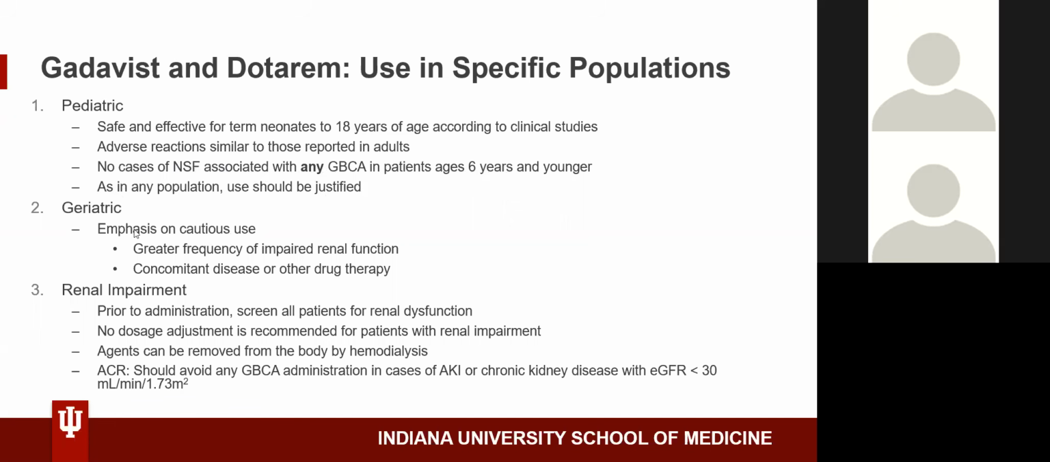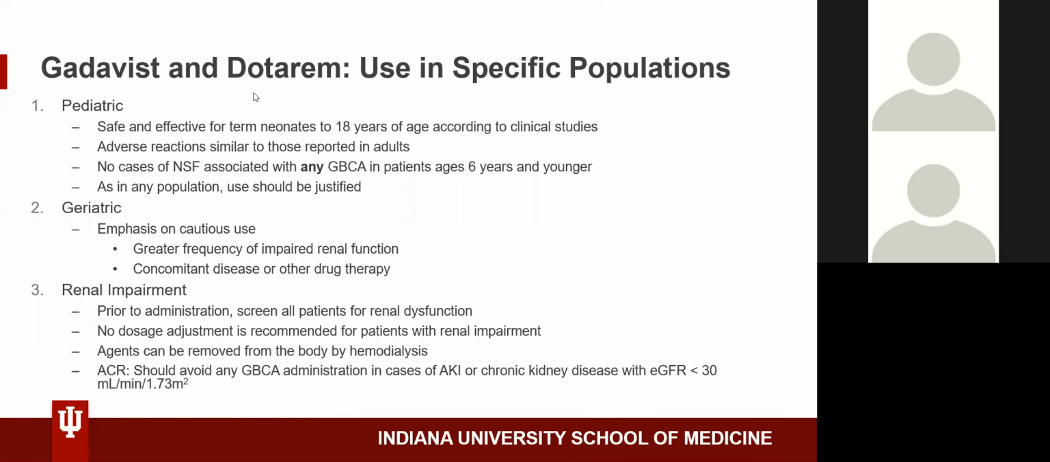In geriatric patients, the emphasis is just on cautious use. I'm sure you all know, just from a clinical standpoint, the importance of gauging kidney function when administering contrast agents. So when you have geriatric patients, there's just more likelihood that they're going to have impaired renal function, and also that they're going to have more significant medical histories. They could have comorbidities that might complicate how those GBCAs are going to react and maybe increase the likelihood of adverse reactions. And then going along with those patients, just always keeping an eye toward renal impairment, where prior to administration, it's pretty standard to screen patients for renal dysfunction.